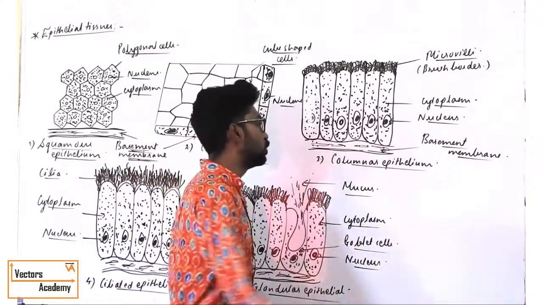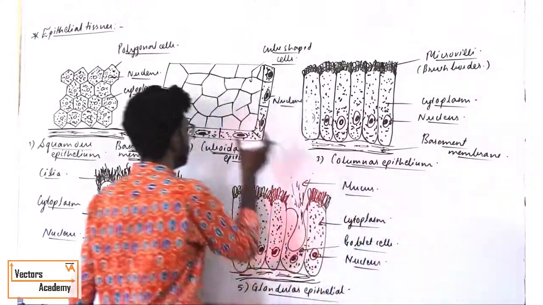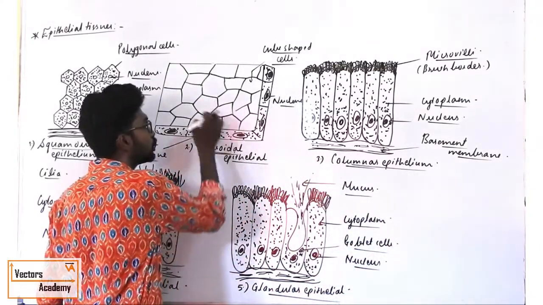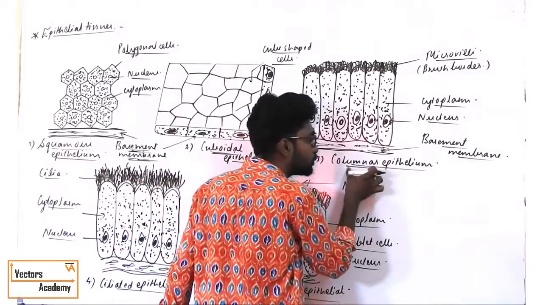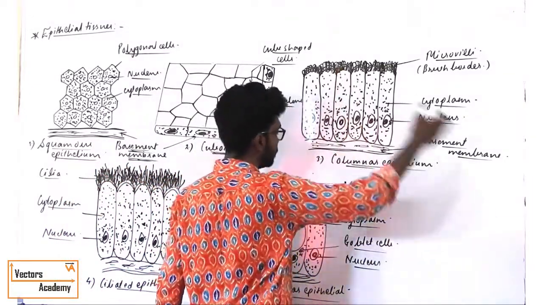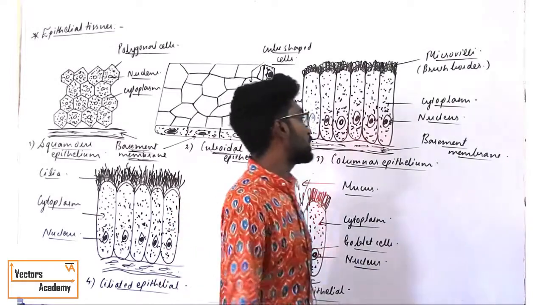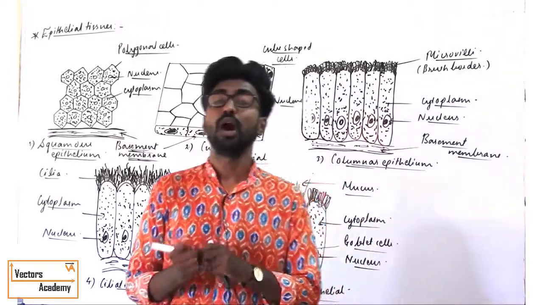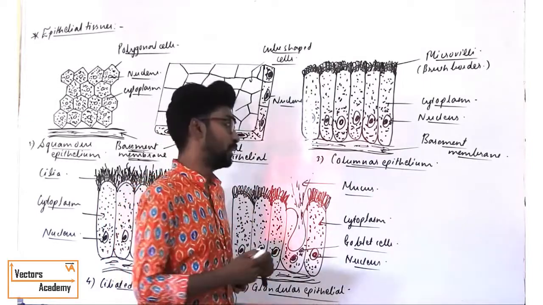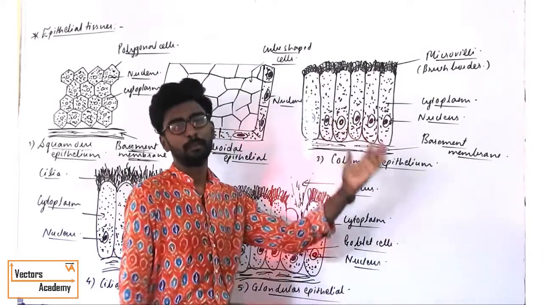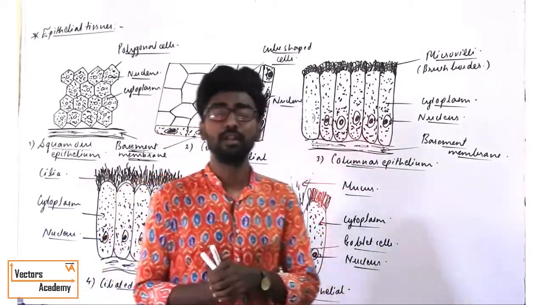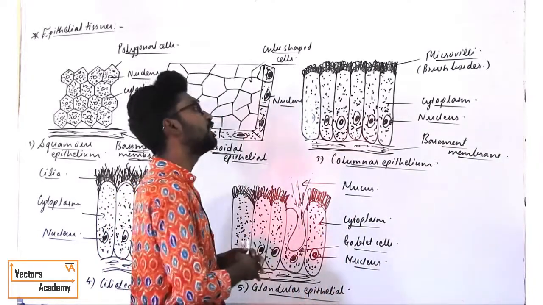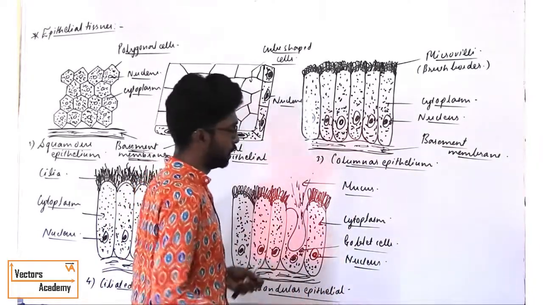Third type of tissue, that is columnar. Here the name was cuboidal, cube-shaped cells. Here the name is columnar, column-like cells. Now what is the location of columnar epithelial tissue? Columnar epithelial tissue is present in the visceral organs such as the small intestine, stomach, etc. You all know visceral organs, the organs which are present in our body for physiological processes, right?